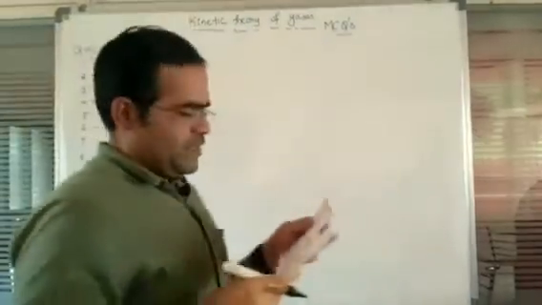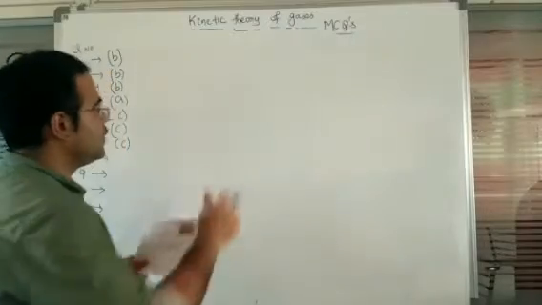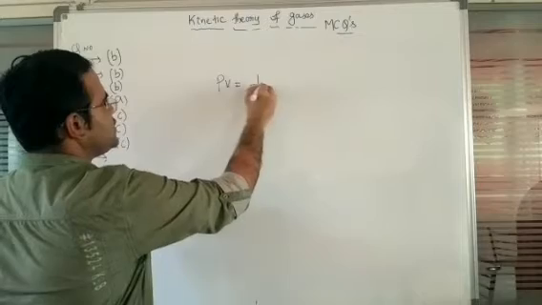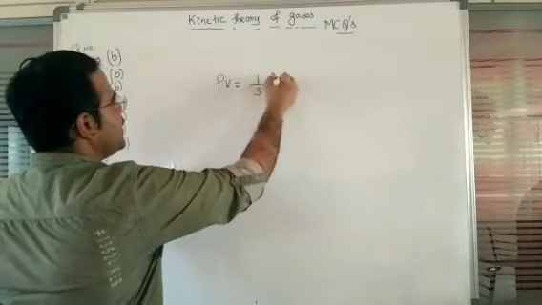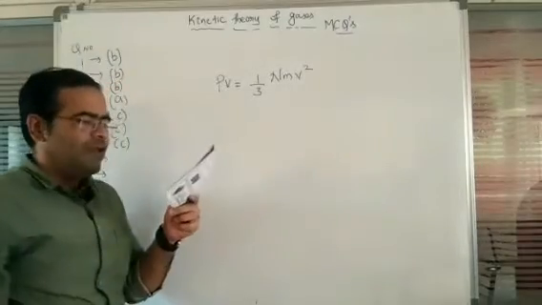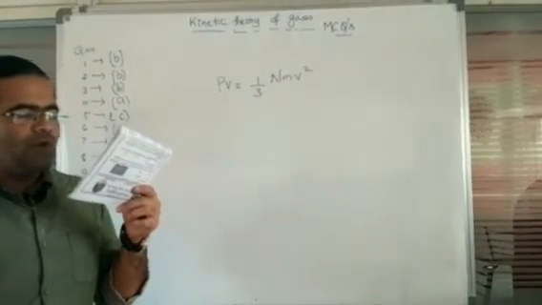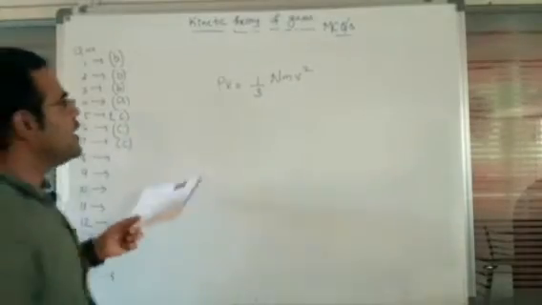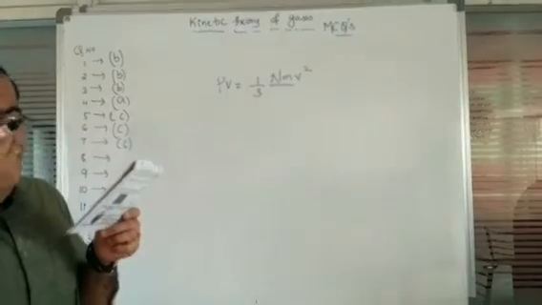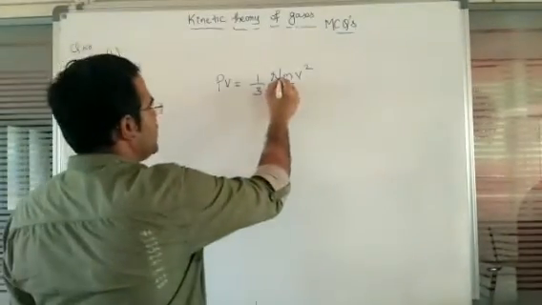Question number 8. The kinetic theory of gases gives a formula, PV is equal to 1 by 3 N m V square. So this is a formula. Now for the pressure P enclosed by a gas in a given volume V, the term Nm is representing the mass of the gas present in the molecule. So that's what we can say.